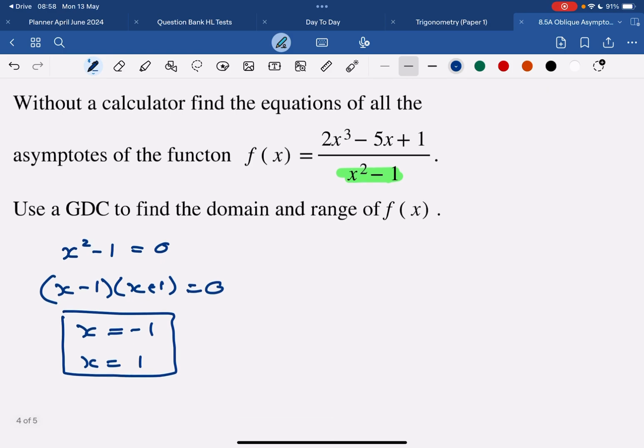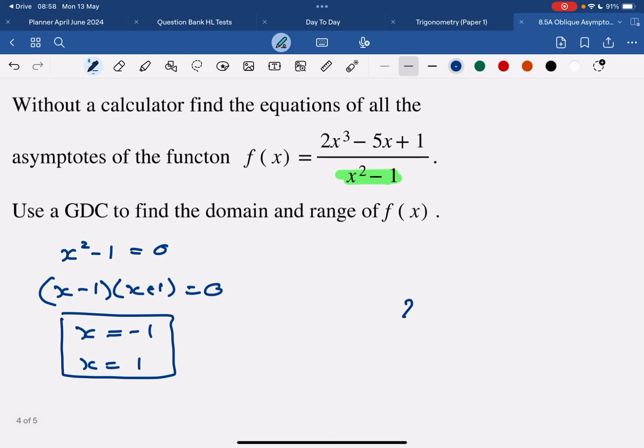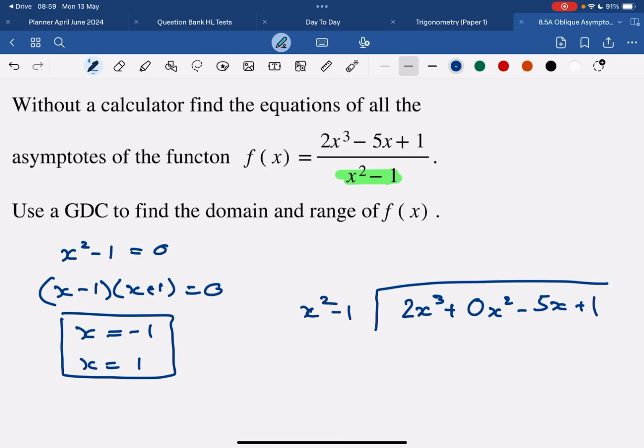Okay, next we're going to take our 2x cubed. Now be careful here because you've got no x squareds. Take away 5x plus 1. We're going to do some long division with x squared minus 1. So we've got 2x cubed divided by x squared giving me 2x. Now when I multiply 2x by minus 1, I get negative 2x, and that has to go under this column.